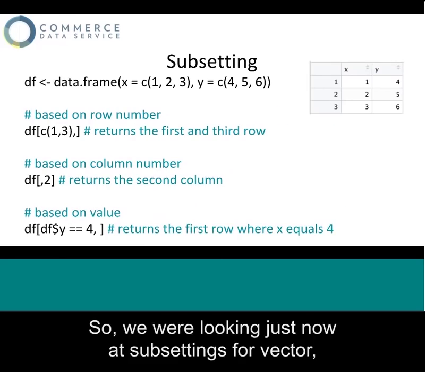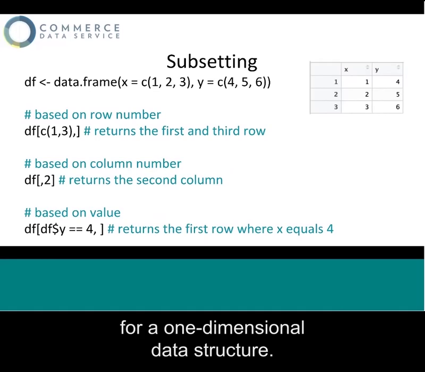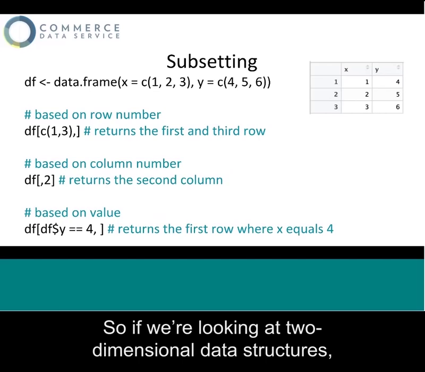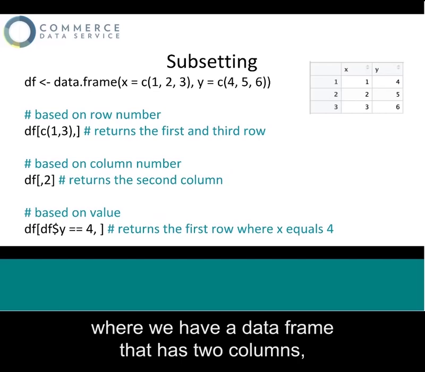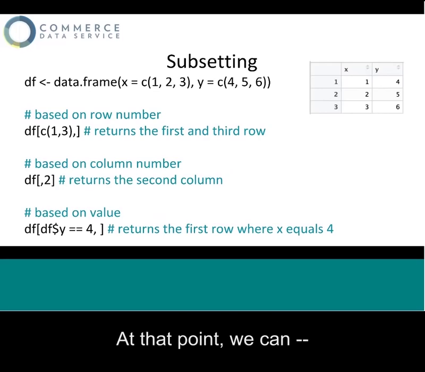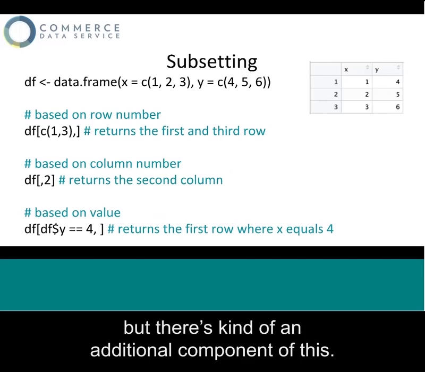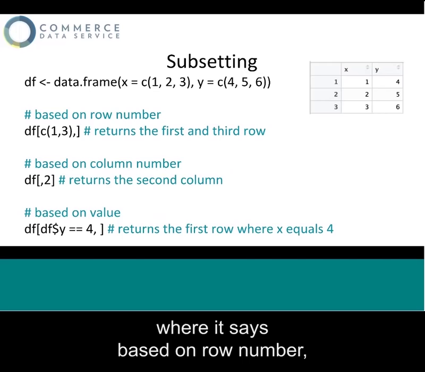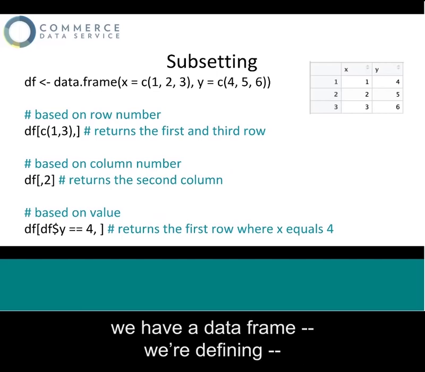Okay. So we were looking just now at subsetting for vectors, our one-dimensional data structure. If we're looking at two-dimensional data structures, where we have a data frame that has two columns, X and Y, and the values in there, we can subset similarly to how we did before, using the index location, but there's an additional component to this.